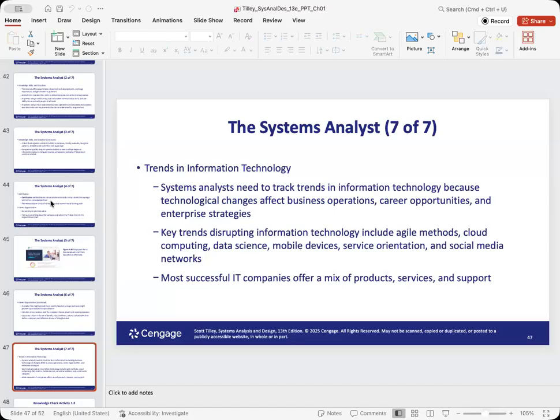And also there are key technologies that disrupt methodologies. So you also have to be familiar with what cloud computing is, what data science is, what mobile devices are, service orientation and social media networks and all. As a systems analyst, you have to have understanding in all these areas.